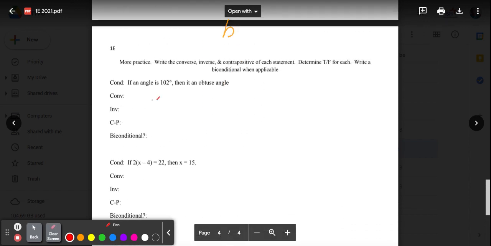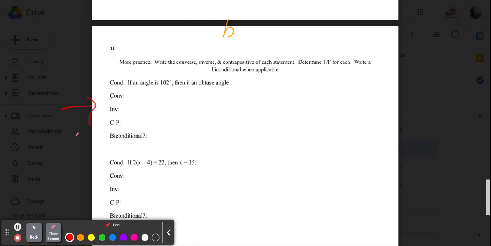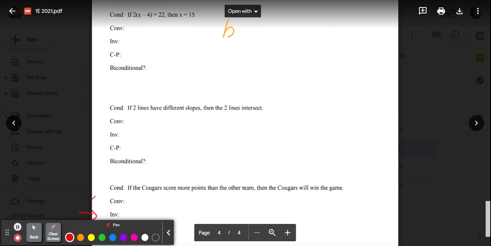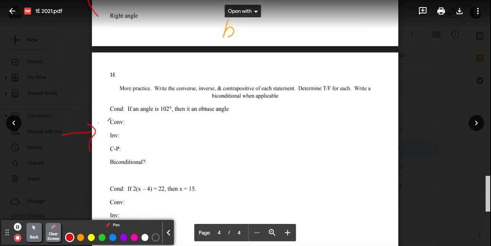All right, so I want to look at this first one here and this last one right here. So the conditional: if the angle is 102 degrees, then it is an obtuse angle. Okay? Well, that's true. If an angle is 102 degrees, then it's an obtuse angle.